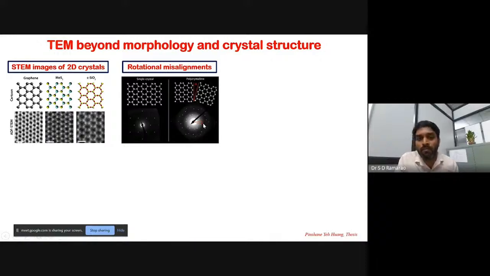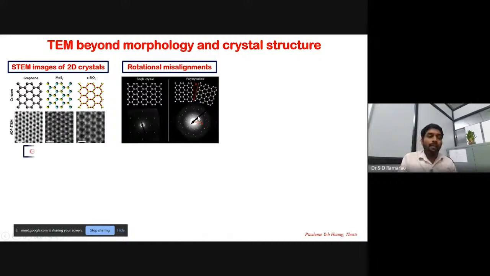If you do TEM, corresponding to this grain you will have a set of reflections. We call this electron diffraction, selected area diffraction. Corresponding to this grain will also project some diffracted images. And as this grain is tilted with respect to this grain by some angle, with the same angle you will see these diffraction spots also tilted. So this is so powerful. Even a small misalignment in the atoms will be reflected in your electron diffraction pattern or direct imaging of atoms.